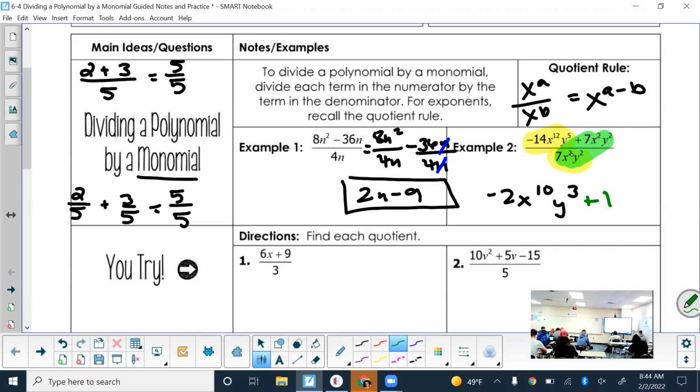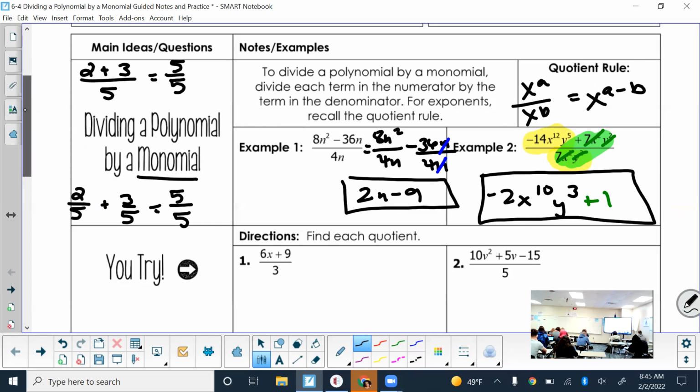X squared over x squared gives me 1. Basically, it cancels out. And then y squared over y squared gives me, it cancels out again to 1, which I mean, I wouldn't write 1 times 1 times 1 here. What's 1 times 1 times 1? 1. All right, so then check the answer. Is it in standard form? So then we are finished. Questions about that?